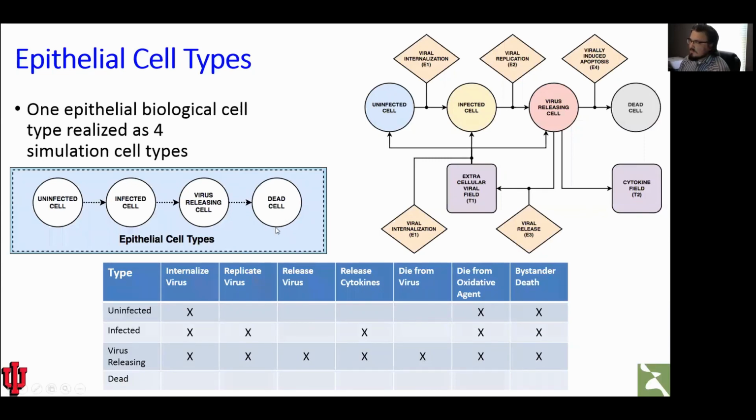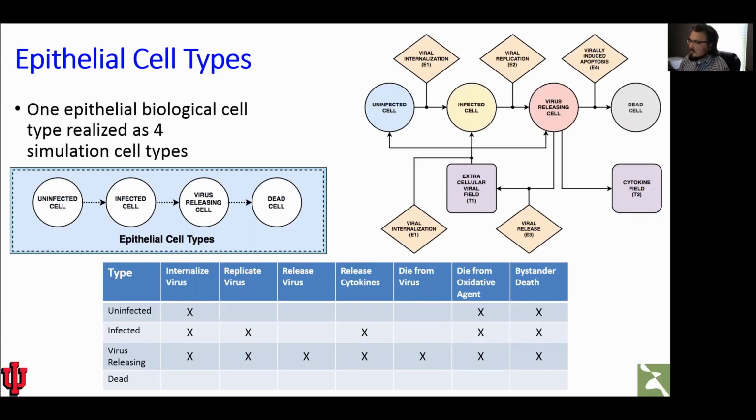And now we have various mechanisms describing how the epithelial and immune cells interact, and there's a list running here from left to right. You can see that the interactions correspond to these various stages of the epithelial infected cell. So all cell types can internalize virus, and so we allow for superinfection. Of course, infected and virus-releasing cells are the only ones that can experience replication of intracellular virus, because they're the only ones with virus inside. Our virus-releasing cells are the only cell type that can release virus, whereas both infected and virus-releasing cells will release cytokines into the extracellular environment.